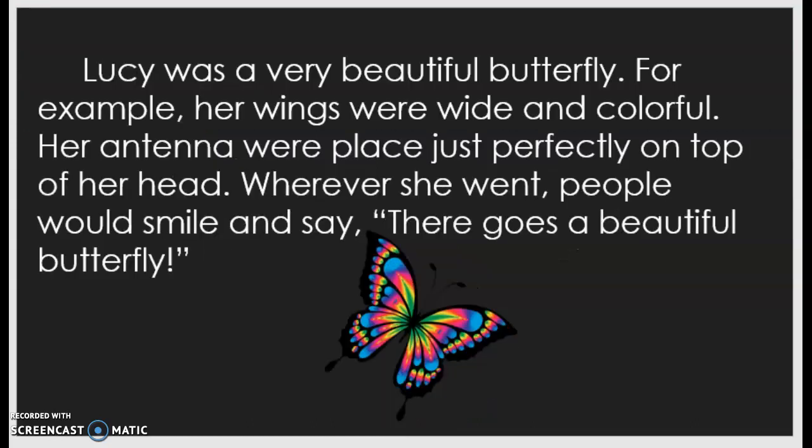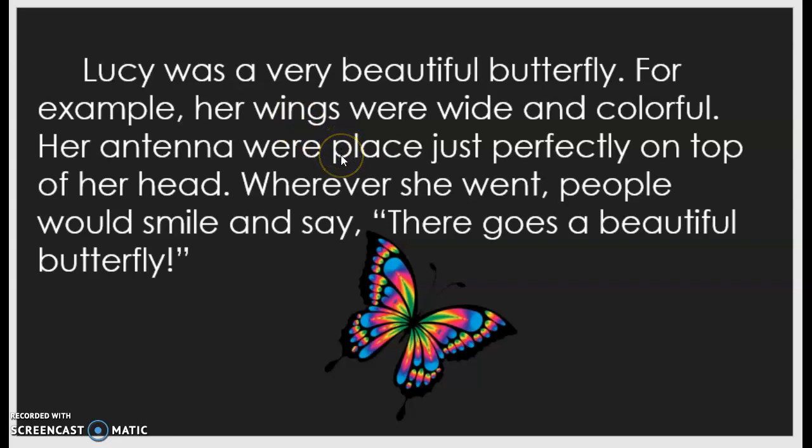So here's an example. It says, Lucy was a very beautiful butterfly. For example, her wings were wide and colorful. Her antennae were placed just perfectly on top of her head. Whoops, that's a grammar mistake, placed. Whenever she went, people would smile and say, "There goes a beautiful butterfly." All right, so let's be looking. I see some adjectives. It says she's a beautiful butterfly. Her wings are wide and colorful. Those both describe her wings.